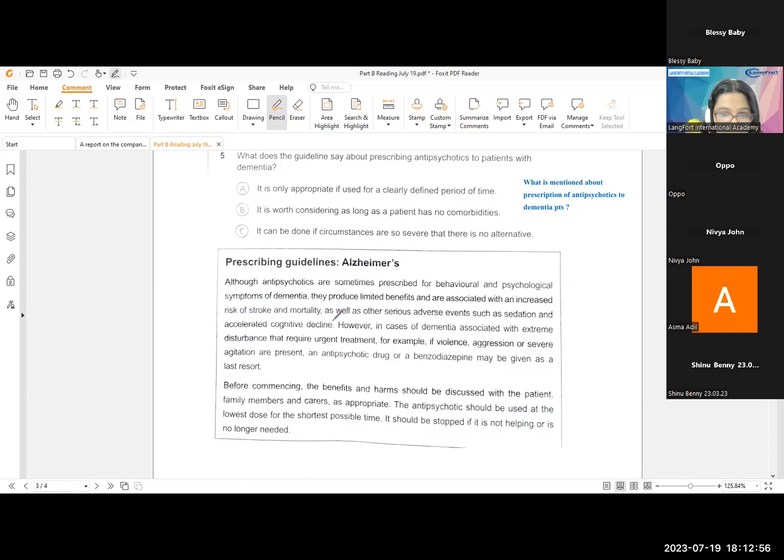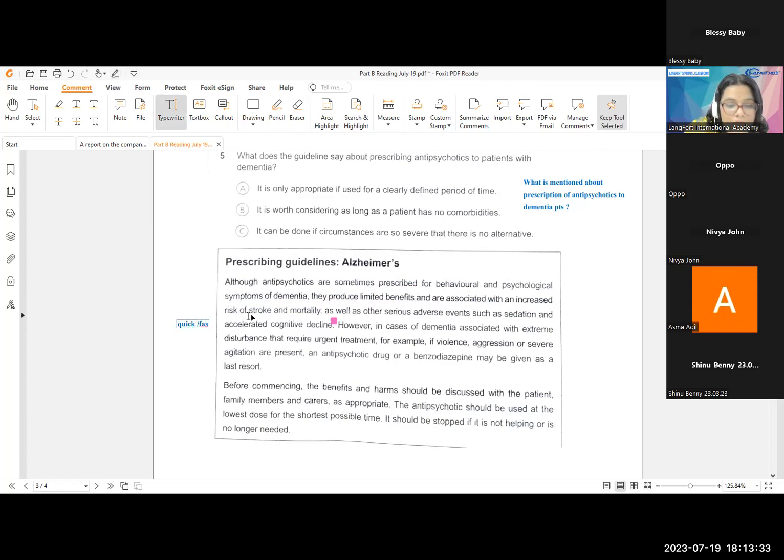Okay, all right. Smita, can you unmute yourself and read till here for me, please? Prescribing guidelines, Alzheimer's. Although antipsychotics are sometimes prescribed for behavioral and psychological symptoms of dementia, they produce limited benefits and are associated with an increased risk of stroke and mortality, as well as other serious adverse events such as sedation and accelerated cognitive decline. Accelerated means quick. When something is accelerated, it happens really fast.